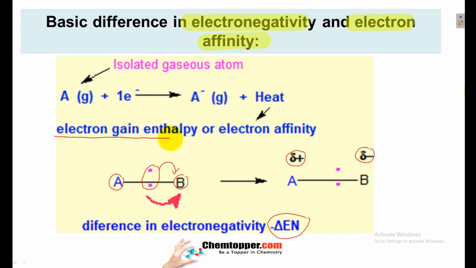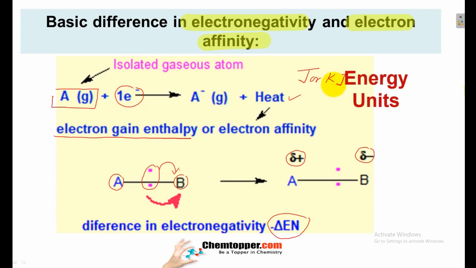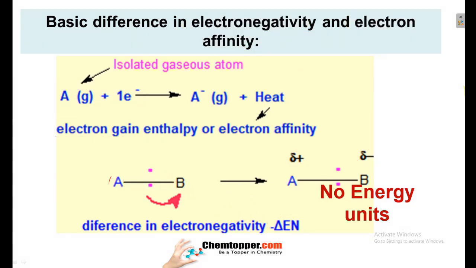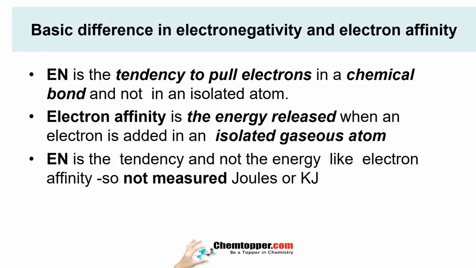Whereas electron affinity or the electron gain enthalpy is the energy released when an electron is added to an isolated neutral gaseous atom. So the unit of electron gain enthalpy is always in terms of joules or kilojoules, some energy unit. Whereas electronegativity is just a tendency, so it cannot be measured in joules or kilojoules or in any energy units. These are some points regarding difference in electronegativity and electron affinity which are worth noting down.